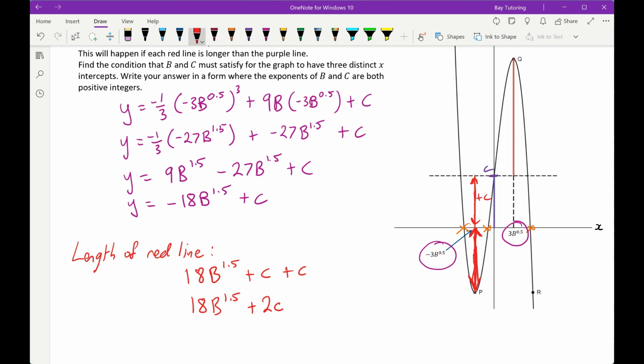And again, if we use point Q, we'd have got exactly the same thing, because those lines are the same length as each other. Now, what we know is that for there to be 3 x-intercepts on this cubic, these red lines have to be longer than the purple line.